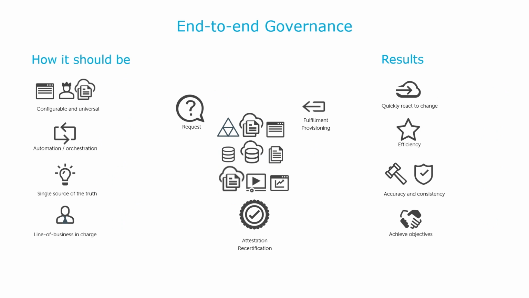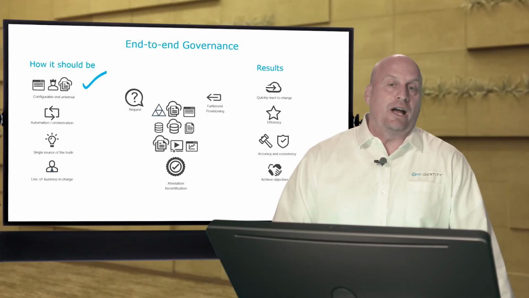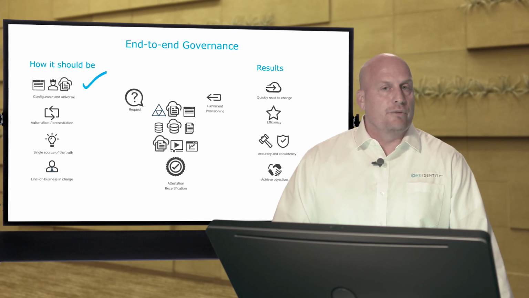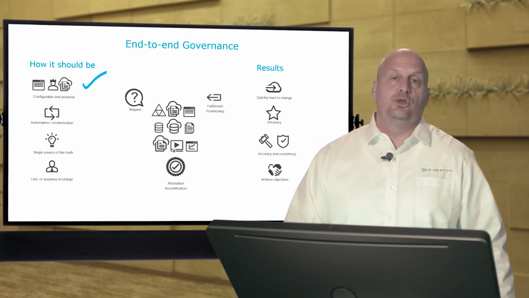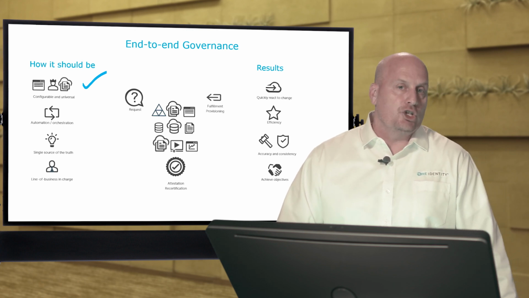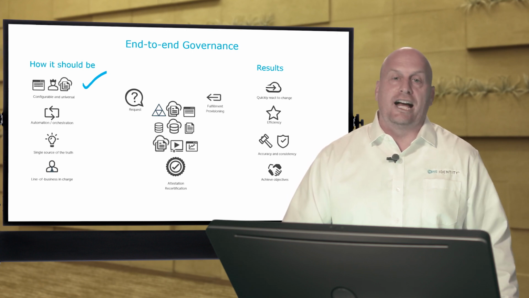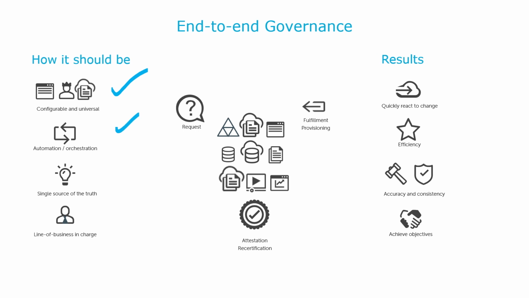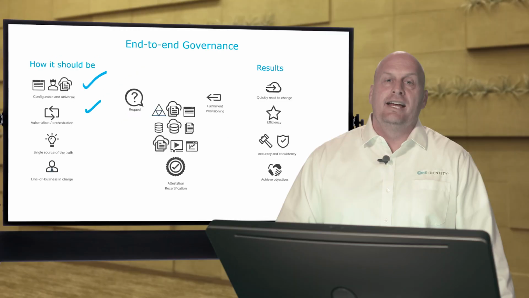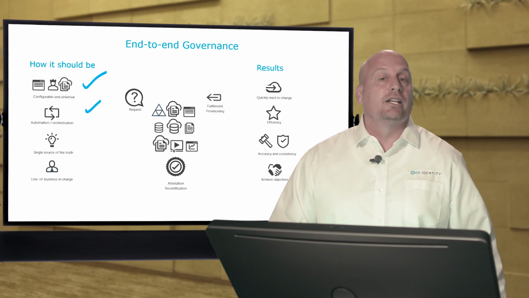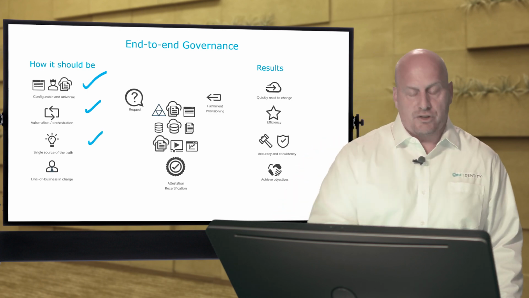Let me tell you. How governance should be: it should be configurable and universal. That means that rather than custom building the request and the provisioning and the attestation for every system, you should have something in place that allows you to just configure it. That means that you can address change quicker, you can deal with whatever happens in a much more nimble, much more agile way. You can have lots of automation and orchestration. That means that the things that are normally taking manual processes and have errors possible, have long delays, happen automatically, consistently, without any problems.